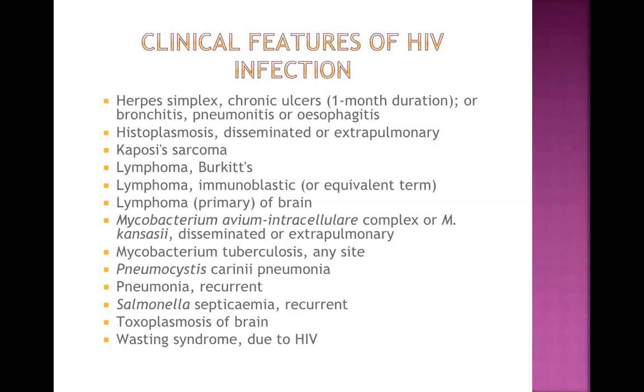Recurrent pneumonia in a particular patient, septicemia caused by salmonella, toxoplasmosis of the brain, and wasting syndrome due to HIV. Wasting syndrome means severe weight loss. All of these are regarded as AIDS defining illnesses.